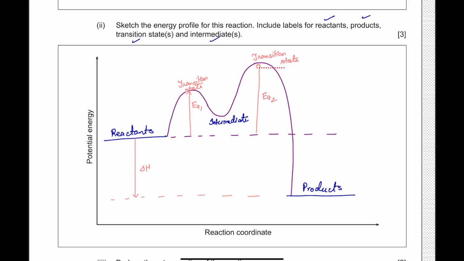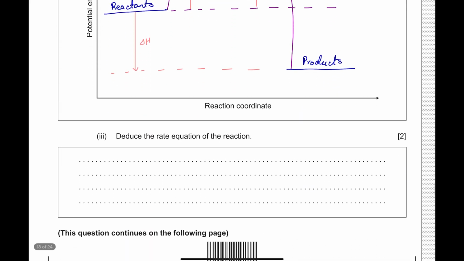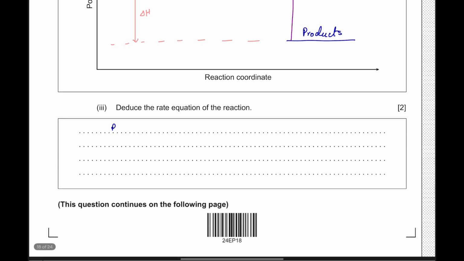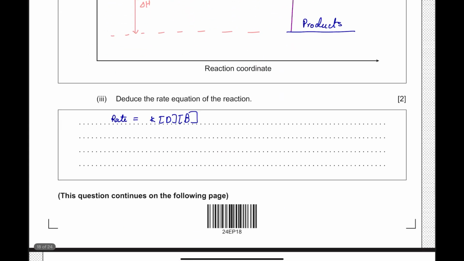Next, we have to deduce the rate equation for this reaction. So we take the slow step. The rate would be K times D times P. Now this D, which is an intermediate, is formed by A and B. So you can replace D with the product of A and B. This gets you K times A times B squared, which is your answer to part 3.